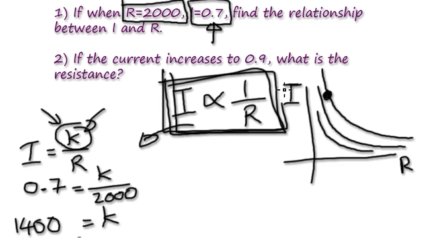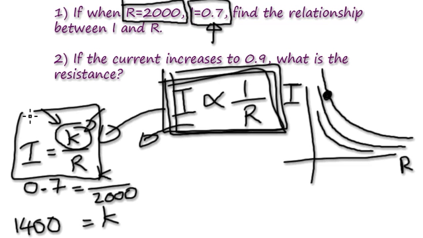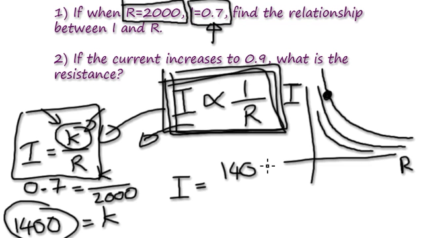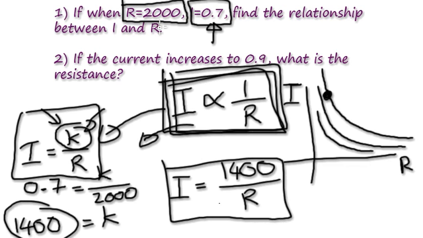Whenever you're told that I is inversely proportional to R, we can jump to this equation. Now that we've got our value of k, we've in effect got our equation. So I equals 1400 over R. You see, this is our equation here. So we've answered question 1. The relationship is this. Okay.